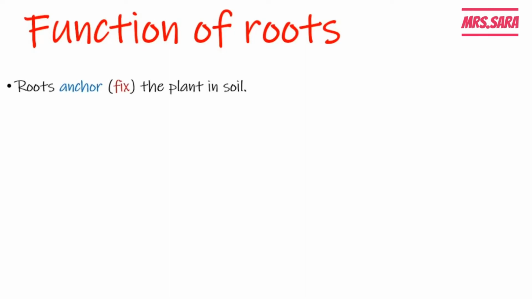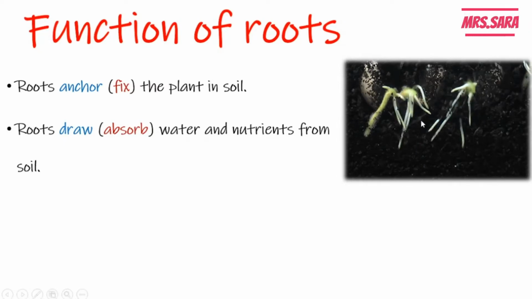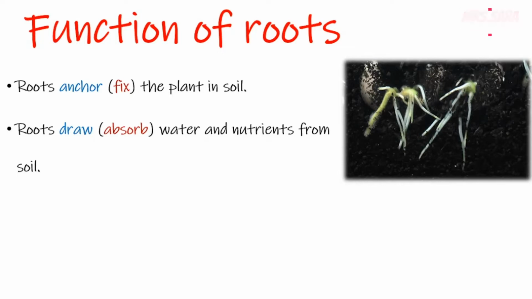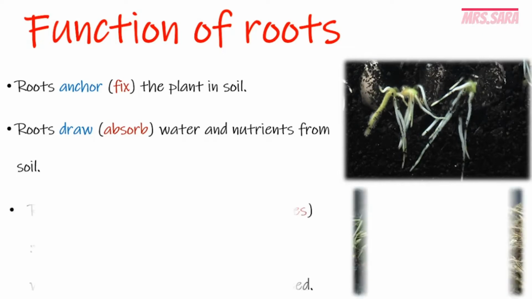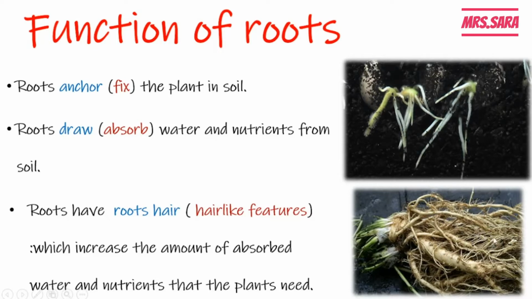The function of the roots. Number one, the roots fix or anchor the plant in the soil. Number two, the roots draw or absorb the water and nutrients from the soil. Roots have something called root hair, and the root hair is a hair-like feature which increases the amount of absorbed water and nutrients that the plants need.